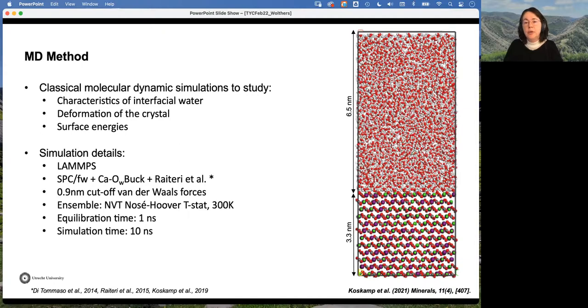This is an example of the configurations that we were looking at, a little calcite crystal with one or more magnesium substituting for the calcium. So I hope you can see it.